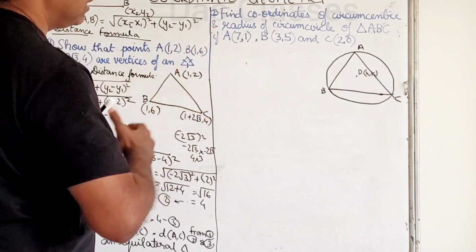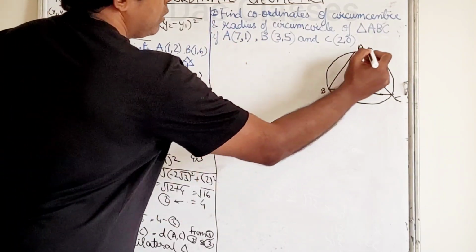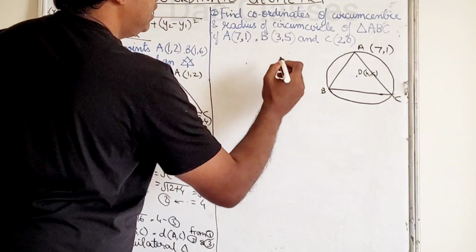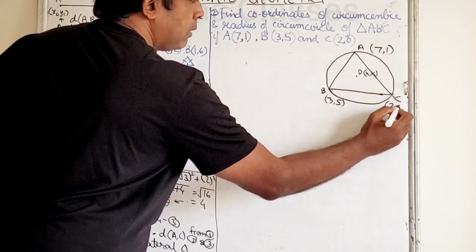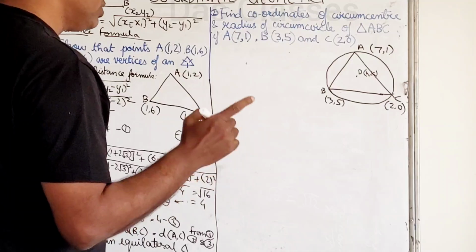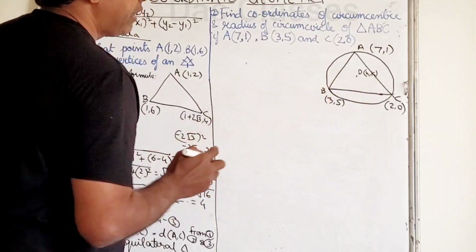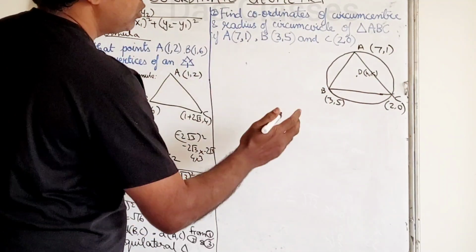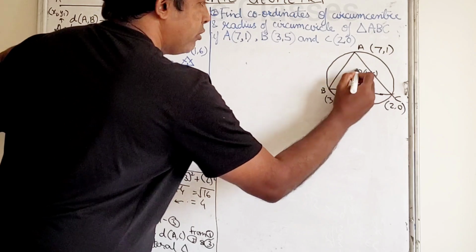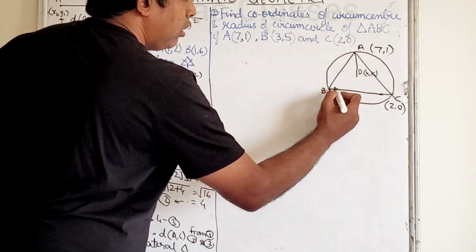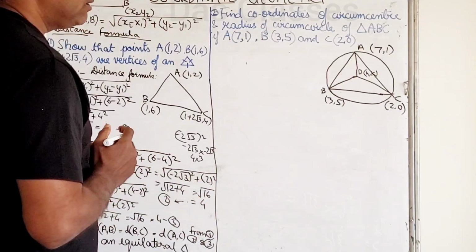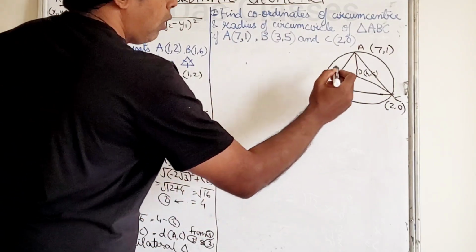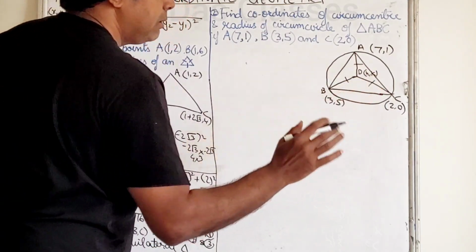So in the given case, A is given as (7, 1), B is given as (3, 5), and C is given as (2, 0). They have asked you to find the circumcenter, which means you need to find H and K, and they've asked you to find the radius. That is, you have to find the length DA, or DB, or DC. Now as it's a circumcircle, DA, DB and DC will all be equal.